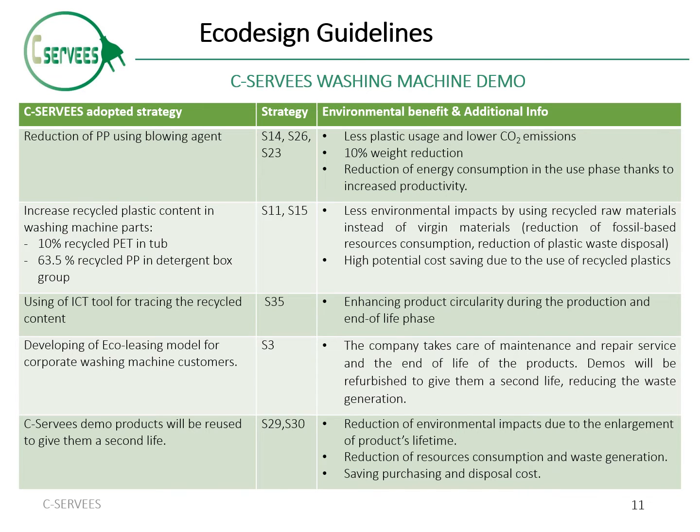Then, the use of ICT tool for tracing the recycled content, thus enhancing product circularity. QR codes were integrated in products so that consumers can access via app to information about the sustainability and circularity of the product. Another action is the development of eco-leasing model for corporate washing machine customers. The company takes care of maintenance and repair service as well as the end of life of the product.